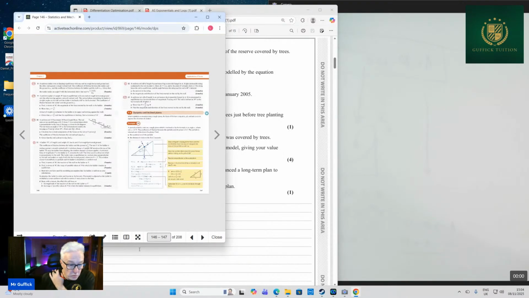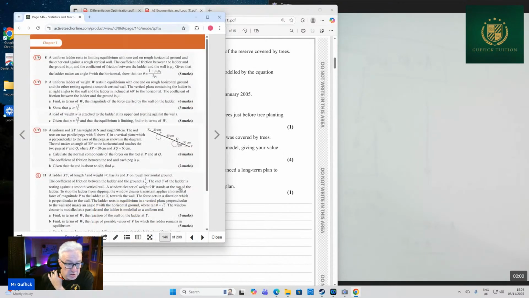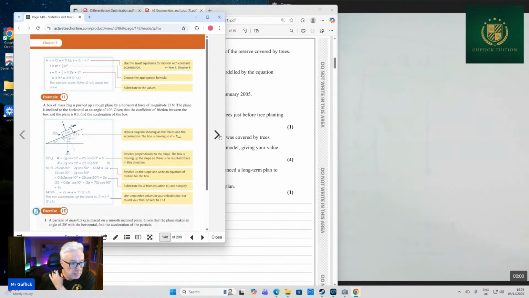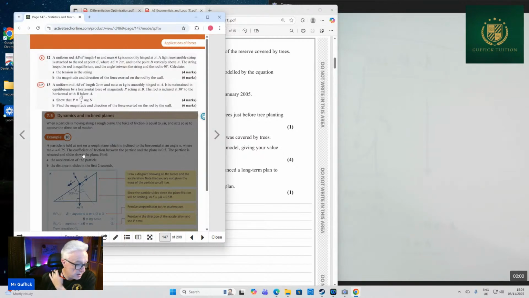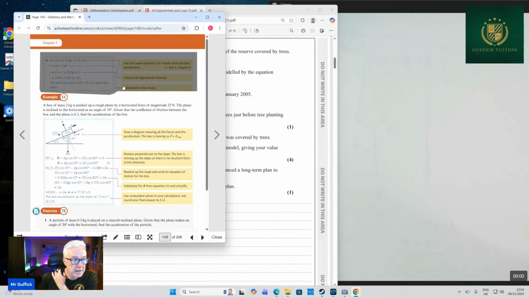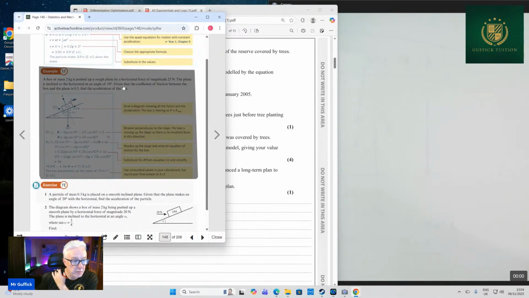Okay, so 147 applications of the inclined plane. Now, let's do, yeah, I mean, this one looks like a good one. Let's have a look at this one. Get really confused about, get the directions wrong. Yes. Okay, that one doesn't look too bad. I think this one, example 11, looks like a good one.